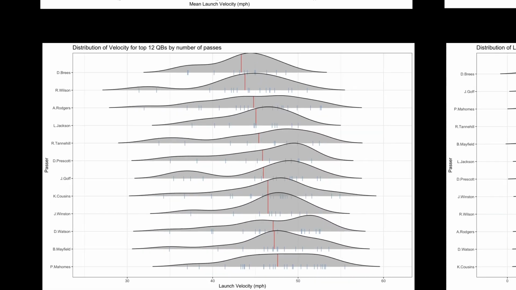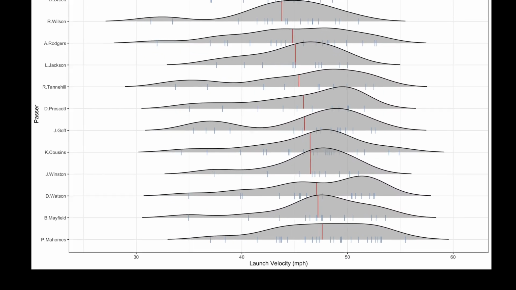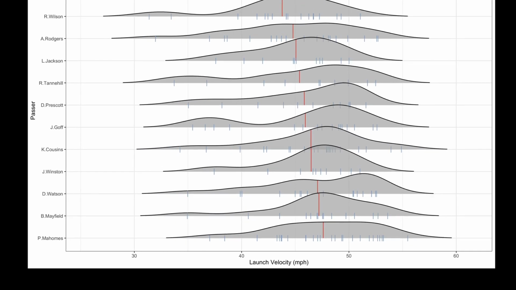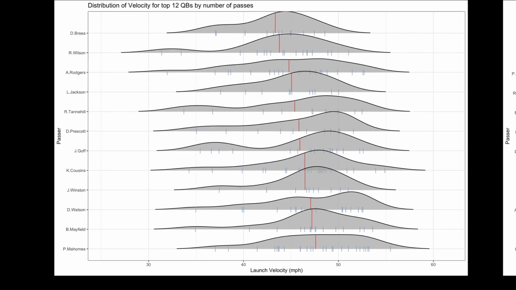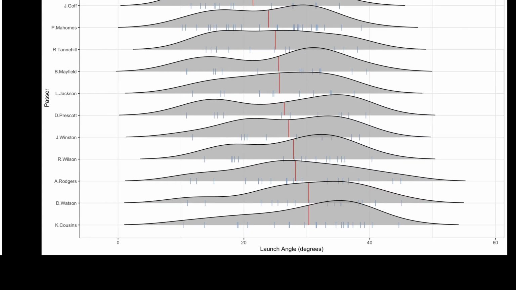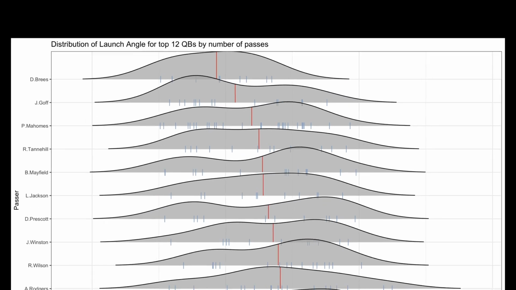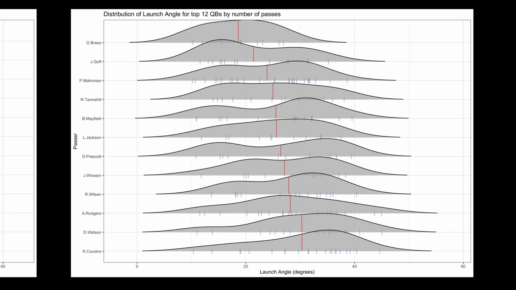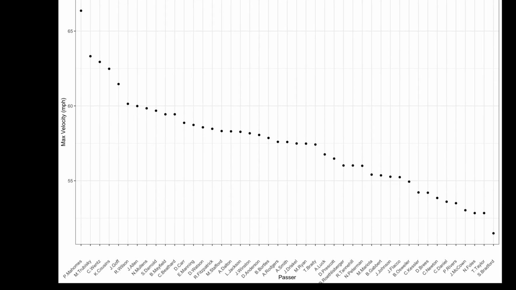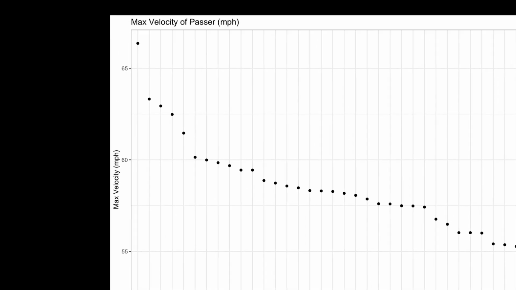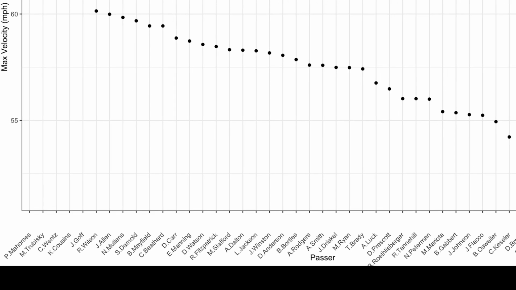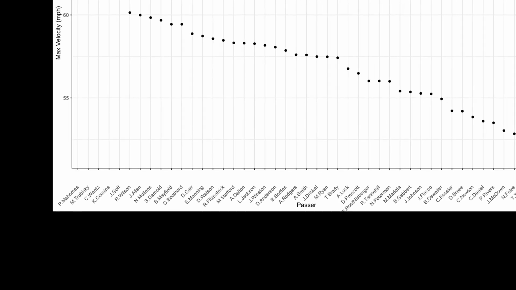Now we can also see the distribution of velocities for different passers. We can see that Patrick Mahomes throws a wide range of velocities, but on average throws faster than everyone else. Looking at launch angles, we can see that Kirk Cousins throws the ball with the highest angle on average, and Drew Brees generally throws with the lowest angle on average. Finally, we can look at who threw the fastest pass. Far and away, the fastest pass was thrown by Patrick Mahomes, and Mitch Trubisky had a powerful throw as well. But on this chart, Josh Allen is only 6th.